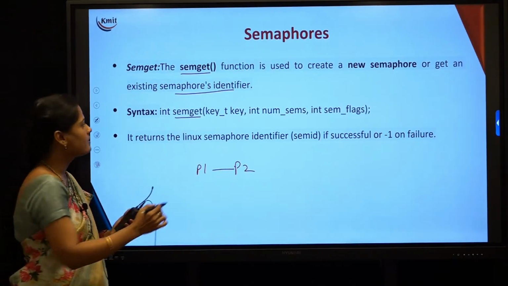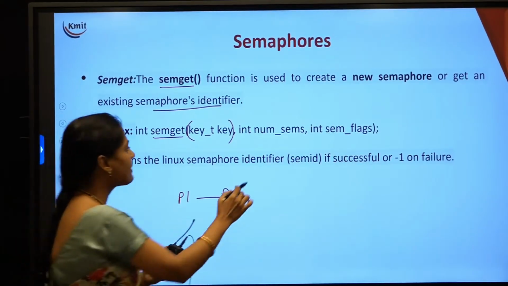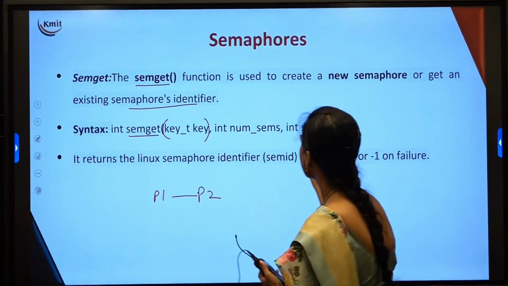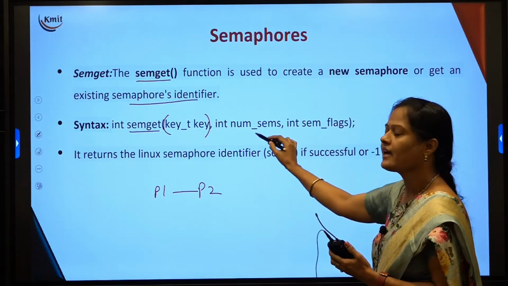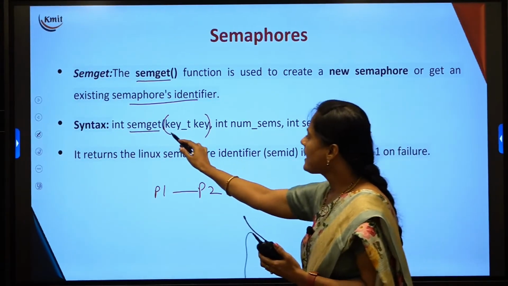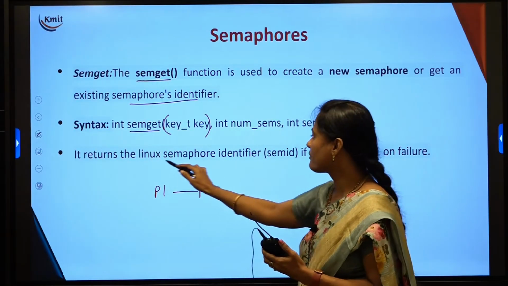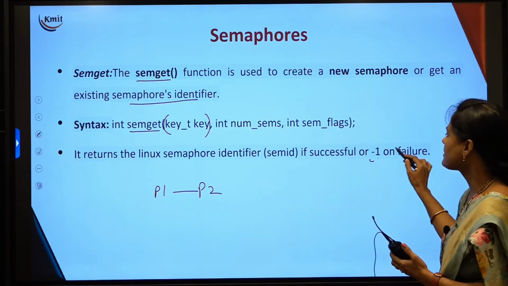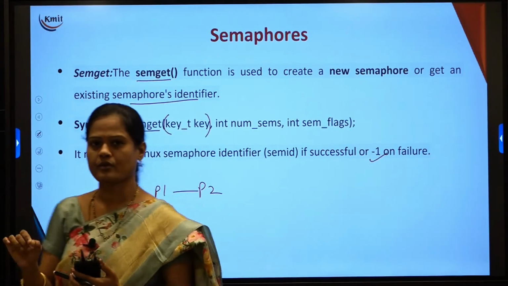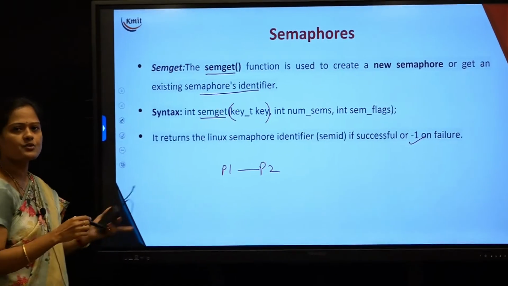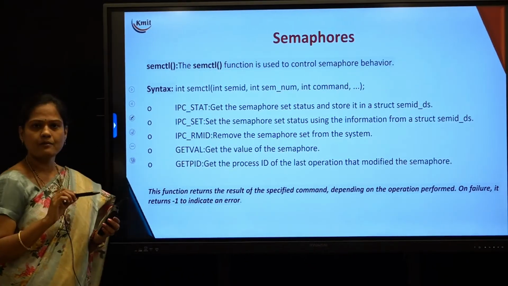Semget is your function. This is the ID of that particular semaphore, and the number of semaphores you want to use, and these are the predefined flags which we can use while getting the ID of the semaphore. When I execute this function, it will give me the ID of the semaphore if it is successful, otherwise it will return the value -1. So semget is used for creating a semaphore, and the ID of the semaphore will be stored in the return value. Now I have created a semaphore.